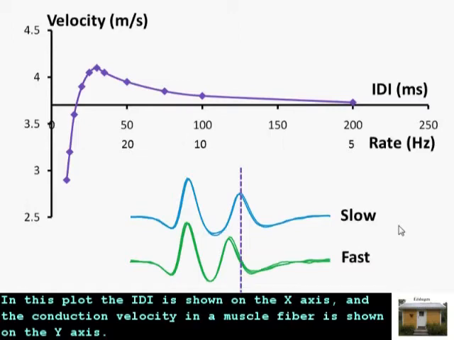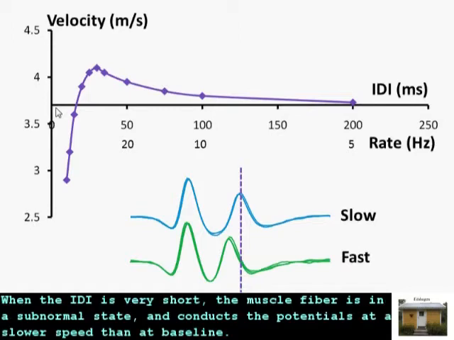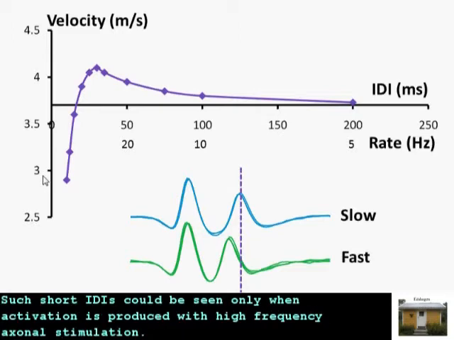In this plot, the IDI is shown on the x-axis, and the conduction velocity in a muscle fiber is shown on the y-axis. In this example, the muscle fiber has a baseline conduction velocity of 3.7 meters per second. When the IDI is very short, the muscle fiber is in a subnormal state and conducts the potentials at a slower speed than at baseline. Such short IDIs could be seen only when activation is produced with high-frequency axonal stimulation.